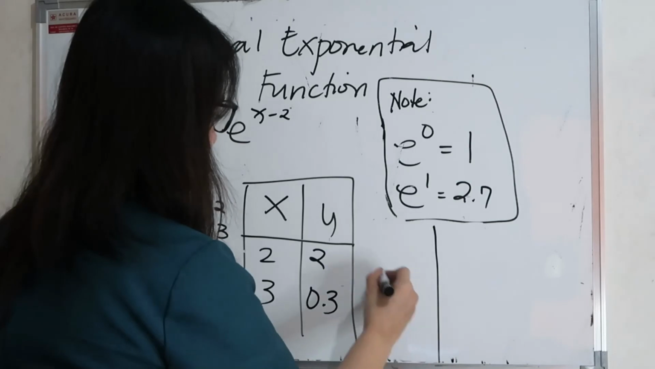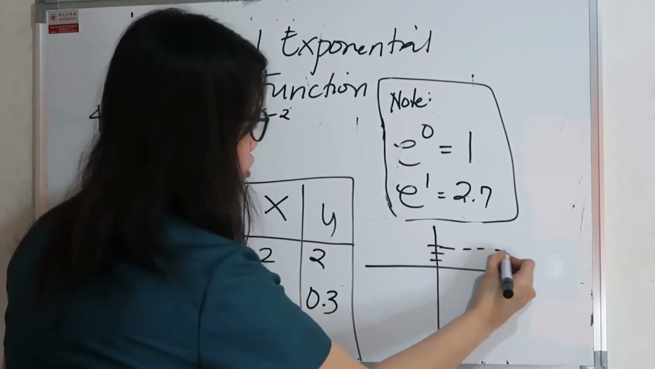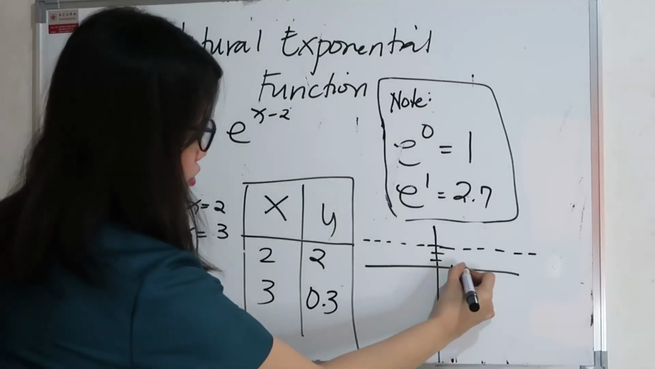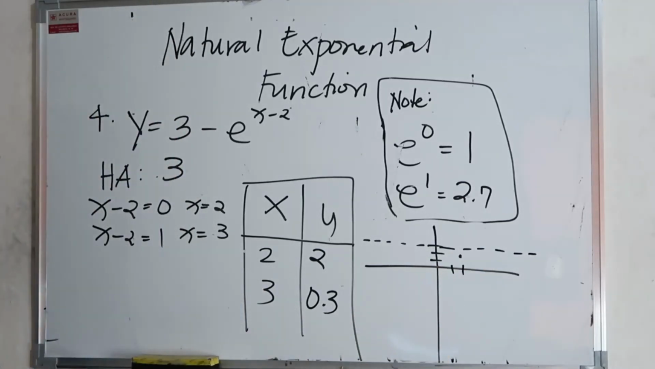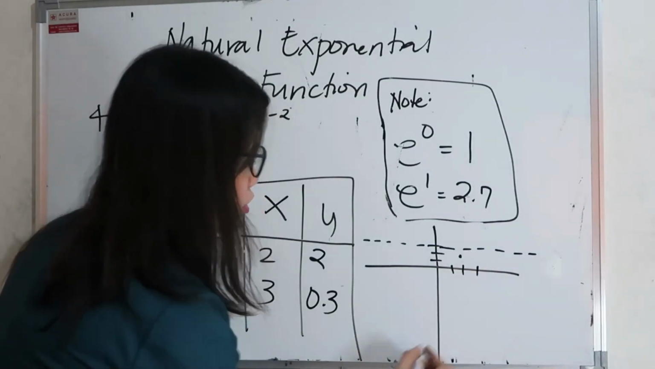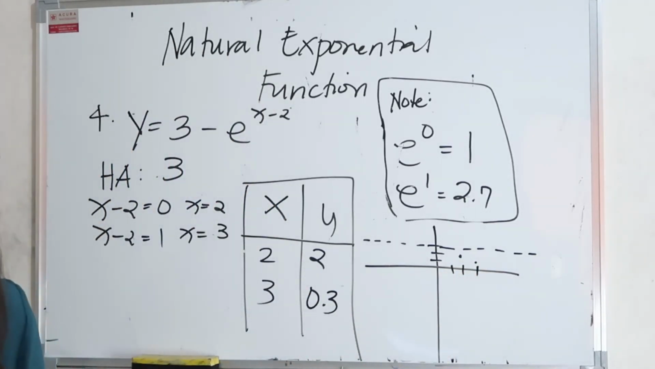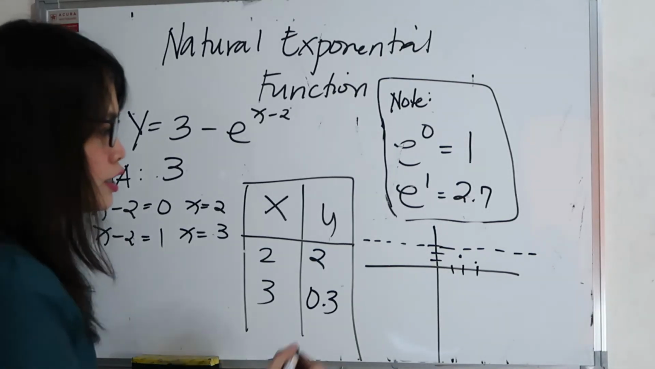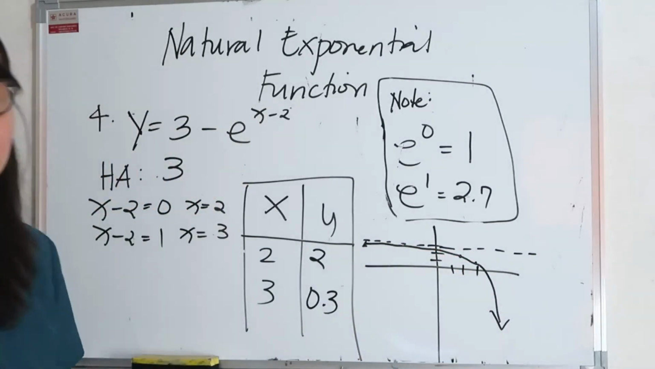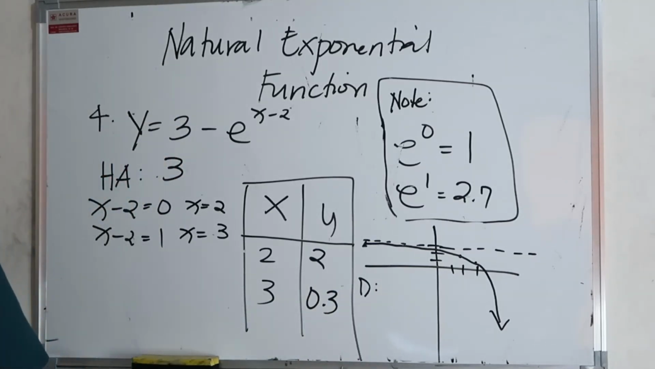First, the horizontal asymptote, 3. So we have 1, 2, 3. This is your horizontal asymptote. Next, 2 and 2, so we have 1, 2 here. Next, 3 and 0.3. So 0.3 is between 0 and 1, so more or less here. How do we graph an exponential or natural exponential function? From the horizontal asymptote. So that's it.